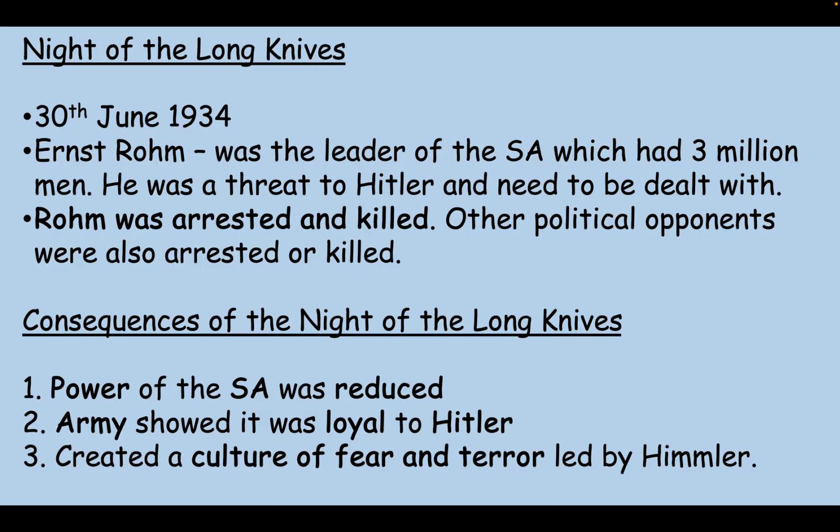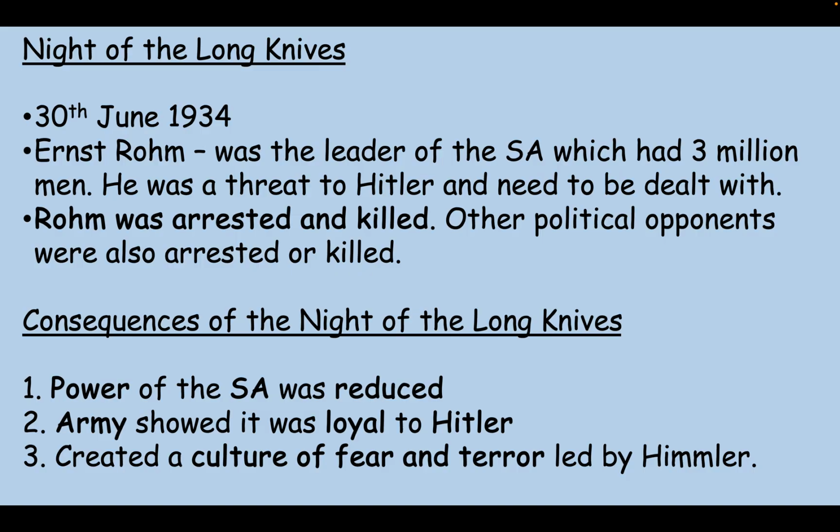The second consequence of the Night of the Long Knives is that the army almost pledged their loyalty to Hitler. Hitler has a choice. Does he choose the SA, his brown shirts, or does he choose the army? And because Hitler chooses the army over the SA and has Röhm killed, the army becomes incredibly loyal to Hitler. He gains their loyalty and their trust, and that's really important going forwards.